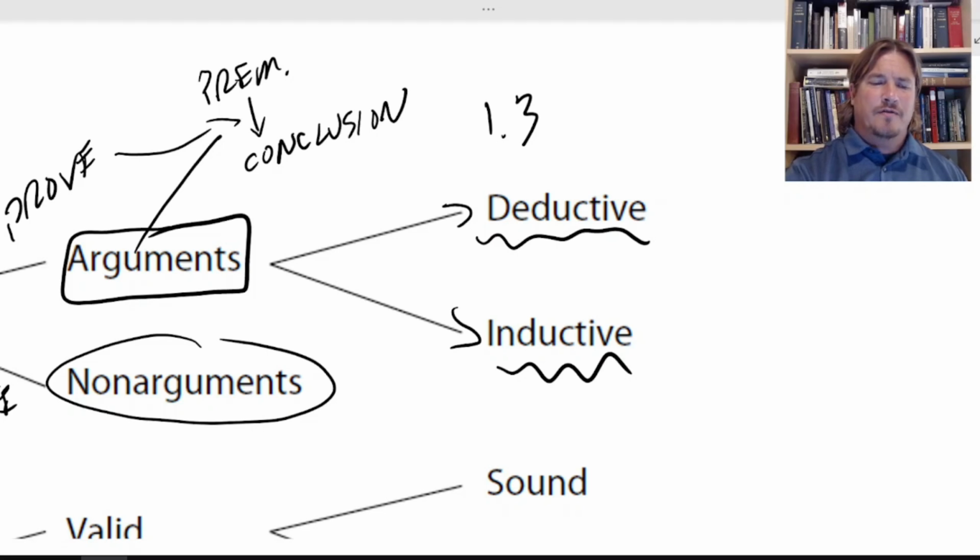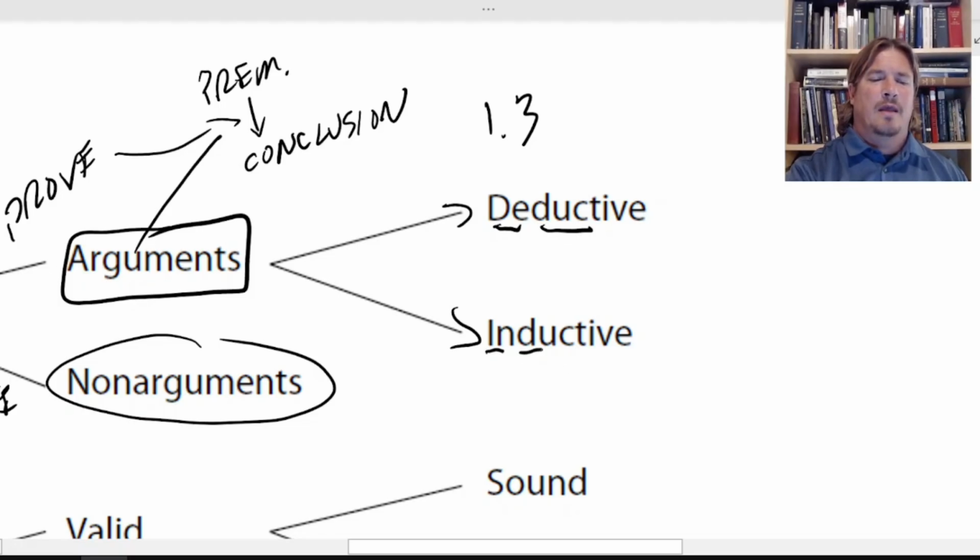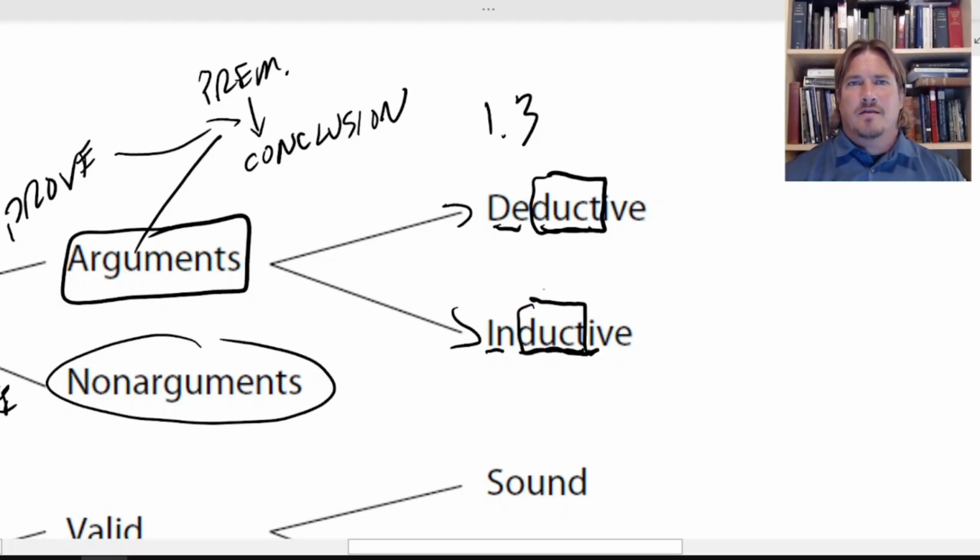If you just look at the words themselves, deductive and inductive, what do these two words have in common? Well, they both have this root, duct, right? And you know what a duct is, right?